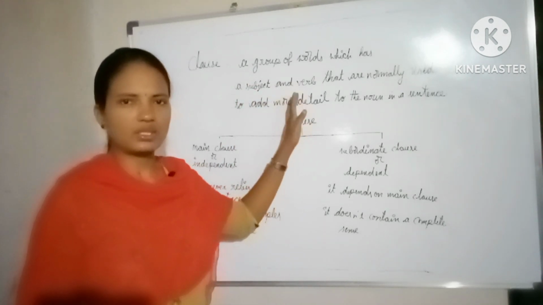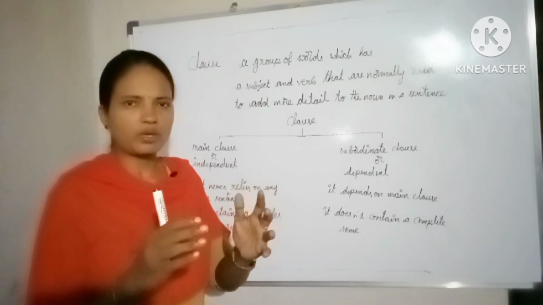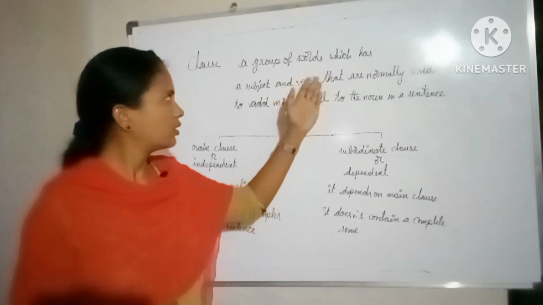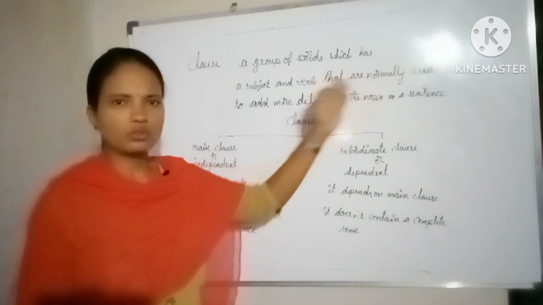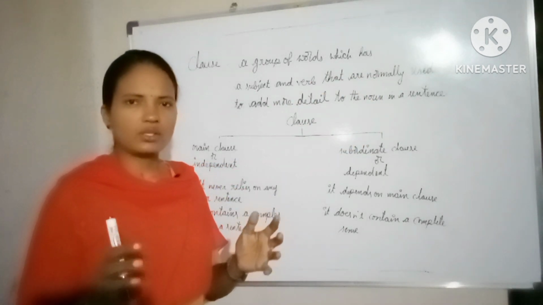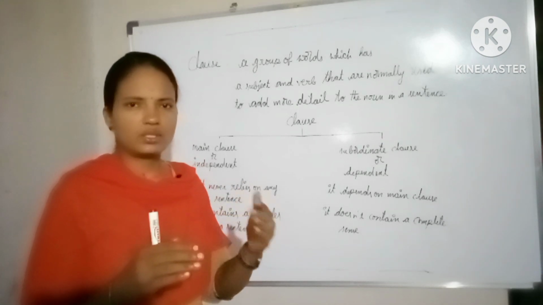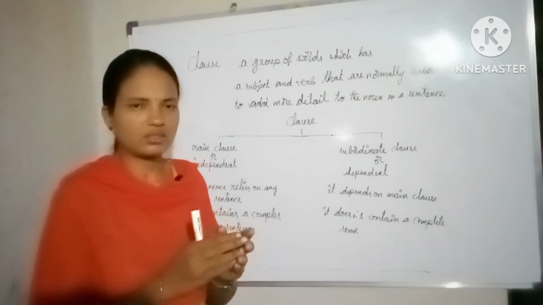So clause is nothing but a group of words. Clause is nothing but a group of words with a subject and verb. So a group of words which has a subject and verb, that is normally used to add more detail to the noun in a sentence. So it's a group of words with a subject and verb. So it will be made to make a complete sense in a sentence.